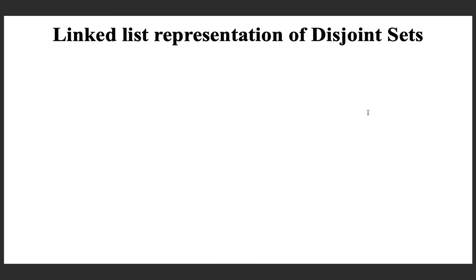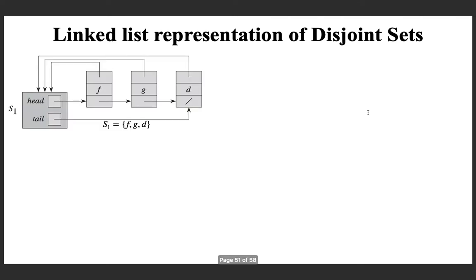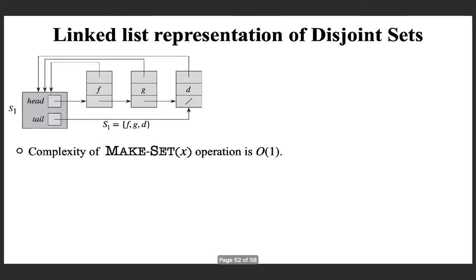Now we can see how you can represent disjoint sets using linked list representation. Here's an example. If you look at the set FGD, you can have a linked list like this. There is a header. From the header, the head is pointing to the first node in the list and the tail is pointing to the last node. It's a linear linked list. It doesn't matter in what order you collect because it is a set. And note that from every node there is a pointer pointing to the header node.